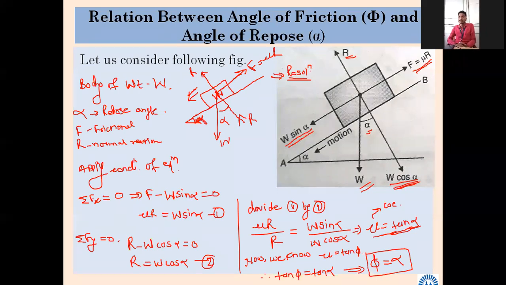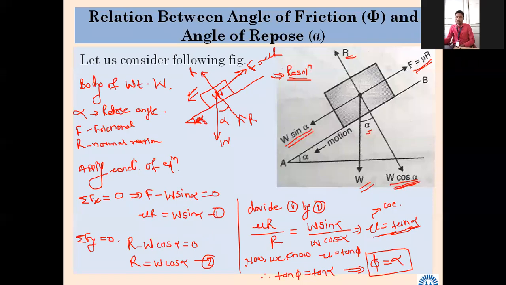What is phi? Angle of friction. And what is alpha? Angle of repose. Angle of repose and angle of friction. So you should remember these two terms as well. Okay, so let's go further.